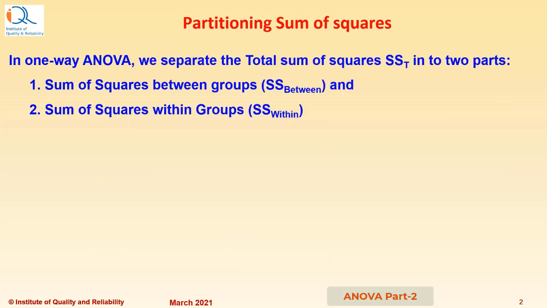In one-way ANOVA, we separate the total sum of squares SST into two parts. Part 1, sum of squares between groups, that is SS between, and sum of squares within groups, that is SS within. So SST, total sum of squares, equals SS between plus SS within. We now use Microsoft Excel to perform calculations.